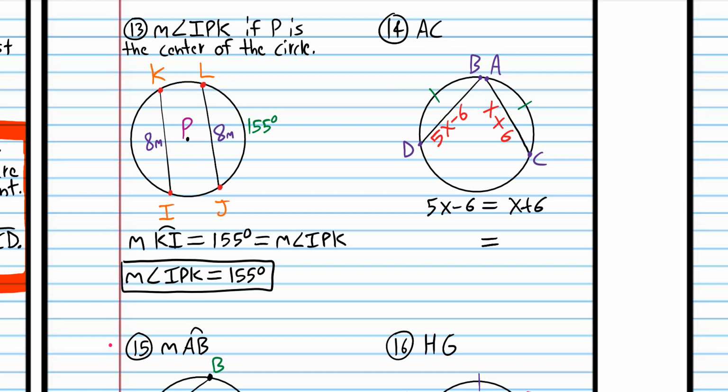Subtract x from both sides, and you get 4x. Add 6 to both sides, and you get 12. Divide both sides by 4, and x is equal to 3. We don't want x. We want AC. AC is equal to the number we just found, x plus 6. So AC is equal to 9, and that is the answer.